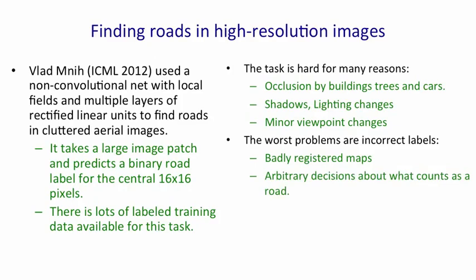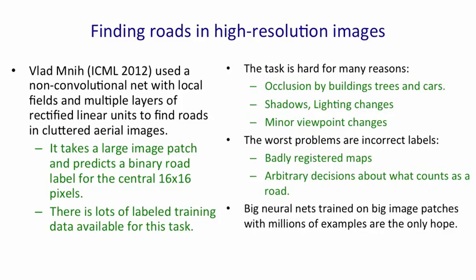Another severe problem is that the people making maps have to make arbitrary decisions about what counts as a road and what counts as a laneway. So in many of the maps, you look at something and you've no idea whether that's going to be considered to be a road or a laneway, and so you simply don't know what label it's going to get from the map. Big neural nets trained on big image patches, using millions of examples, are, I think, the only real hope for doing a good job of this task.